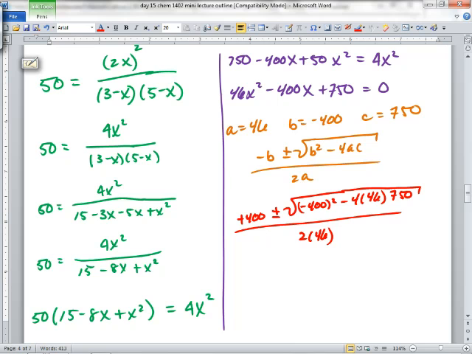Now what you could have done, you could have divided all through by 46 on that equation if you want. And then you have smaller numbers everywhere. But I say you have a calculator, so why mess with it? Just keep going, right? Less steps. Okay.